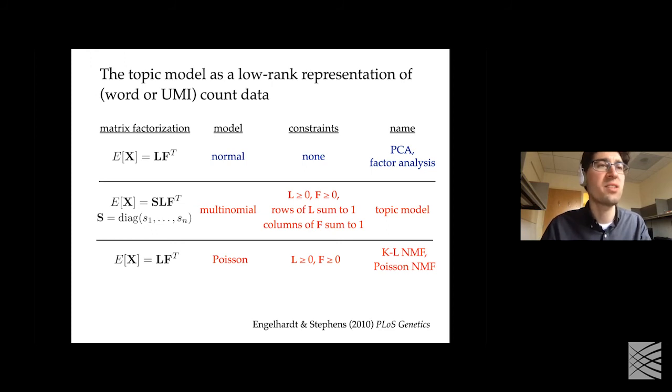And what I'll show in a moment, and you might have intuited this already, is that the multinomial topic model is closely related to the Poisson model. And I think Abhishek alluded to this connection as well. The Poisson formulation of non-negative factorization actually goes back to the original paper on non-negative matrix factorization from Lee and Seung, but it's not as widely used as the one based on a normal model. But we're actually going to use some algorithms from this work.